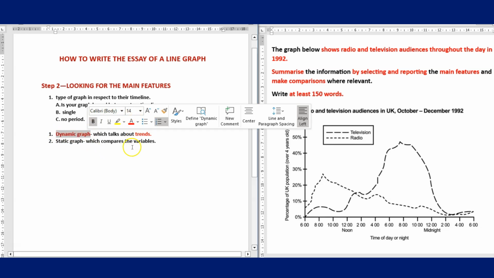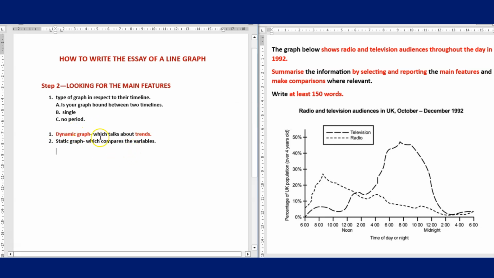So why is this important? When we are dealing with a dynamic graph, that means that we are going to talk about trends. Trend here means that we are looking at what happened throughout that period, what changes have happened. Those changes that have happened are what we call trend. So that's where you get something like increase, decrease, and the rest.